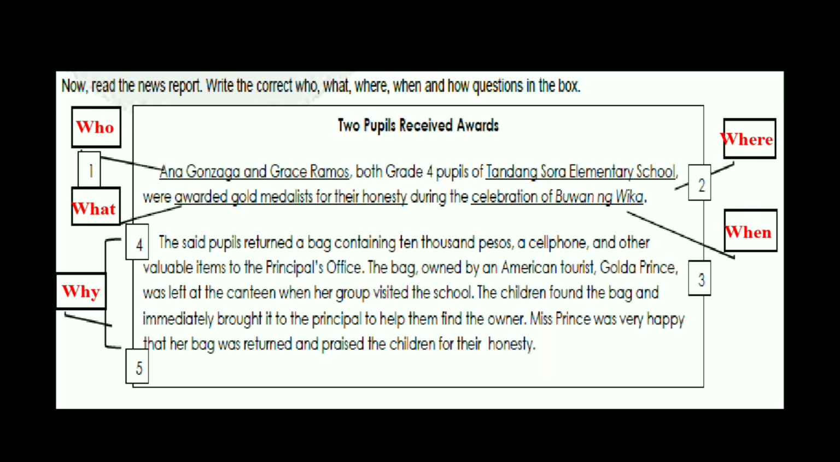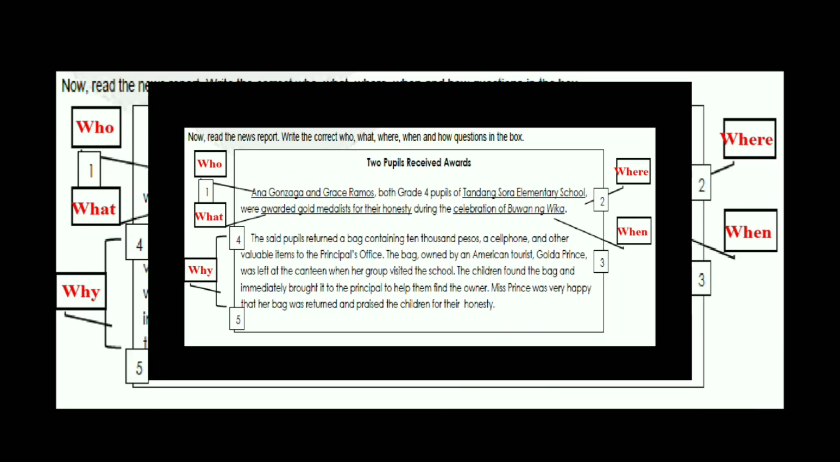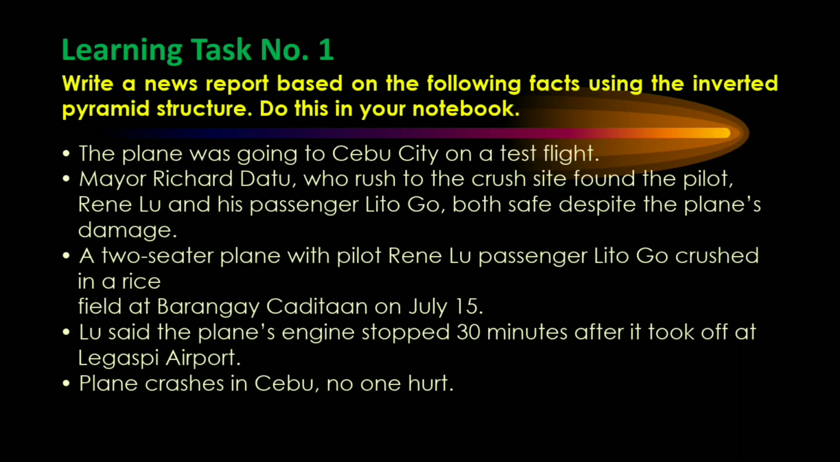So that's it. So you will be able to tell that a news report is a good news report when you were able to give the answers to the questions who, what, where, when, and how in the news story. Okay? So let's have learning task number 1. For this task, you're going to write a news report based on the following facts using the inverted pyramid structure. Let us first read the facts.